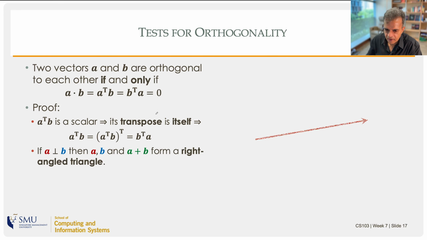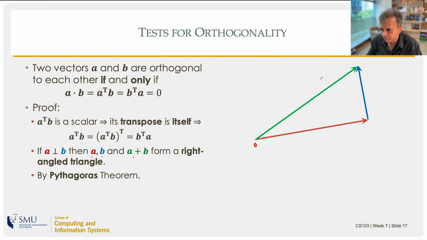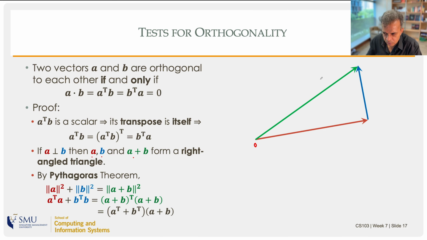Then if a is orthogonal to b, then a, b and a plus b, in red, blue and green respectively, will form a right angle triangle. This is the origin here. Our vectors all start from the origin, but you can just move the blue vector to the tip of the red vector to see the right angle triangle. From Pythagoras' theorem, you know that the square of the hypotenuse is the sum of the squares of the other two. What's the hypotenuse? It's the green guy. So the norm of a squared plus the norm of b squared is the same as the norm of a plus b, the whole thing squared.